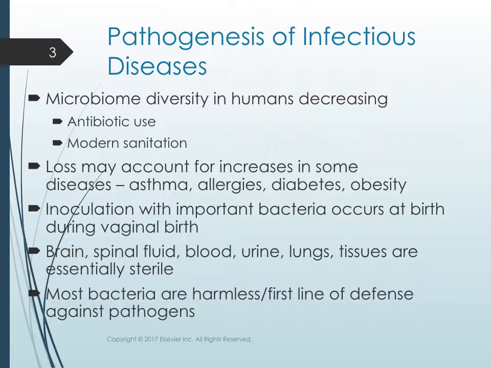The pathogenesis of infectious diseases has to do with the microbiome diversity in humans decreasing. That's related to antibiotic usage and modern sanitation. It may also be implicated in some of the other chronic diseases that we see. Inoculation with important bacteria occurs at birth, during vaginal birth, and the parts of the body that are essentially sterile include the brain, spinal fluid, blood, urine, lungs, and tissues. Most bacteria are harmless and are the first line of defense on our bodies against pathogens.